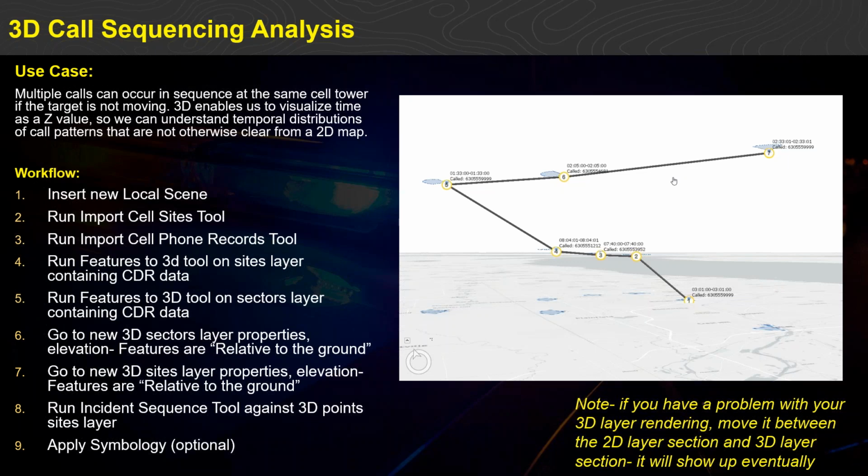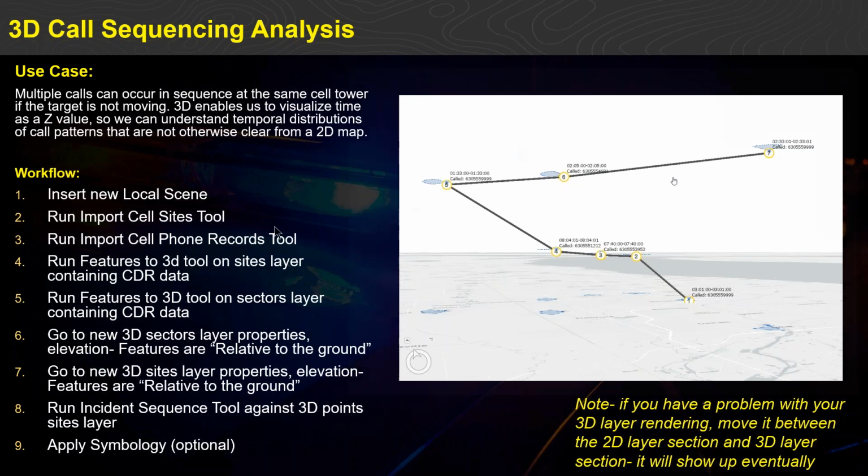Maybe you might have to do that a couple of times, but then it eventually shows up as a 3D layer on your map. So if you do run into a problem where you've run these tools and the new 3D layer is grayed out, just move it back and forth between the 2D and the 3D area, and you'll be all set, and that'll show up for you.